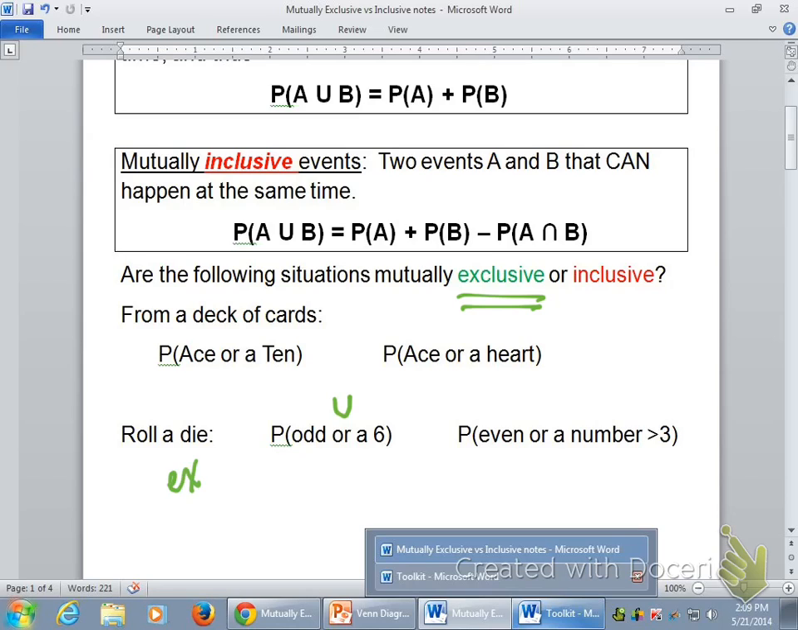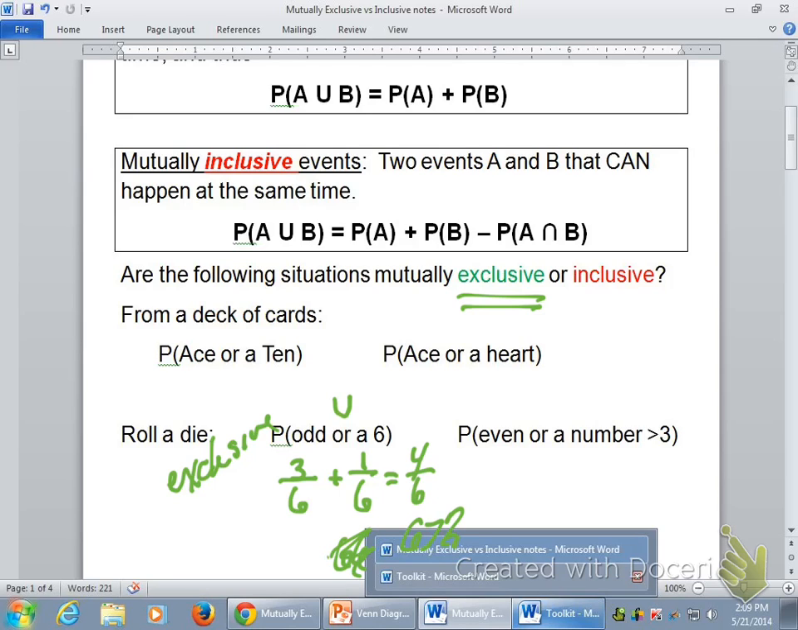So this is exclusive. So the probability of an odd is 3 odd numbers out of the 6 on the die. And the probability of a 6 is 1. There's only one number 6 on the whole die, right? So 3 sixths plus 1 sixth is 4 sixths. And of course that reduces down to 66%, 67%, right?